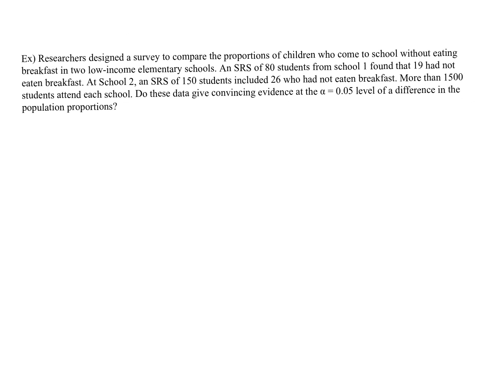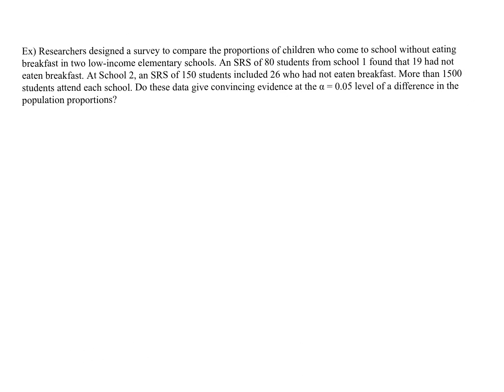So for our example, researchers designed a survey to compare the proportions of children who come to school without eating breakfast in two low-income elementary schools. An SRS of 80 students from School 1 found that 19 had not eaten breakfast. At School 2, an SRS of 150 students included 26 who had not eaten breakfast. More than 1,500 students attend each school. Do these data give convincing evidence at an alpha of 0.05 level of a difference in the population proportions?